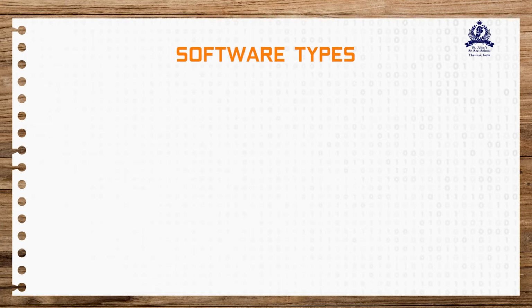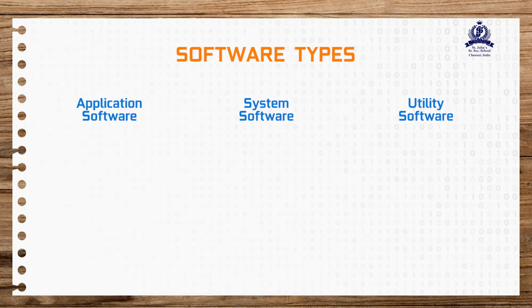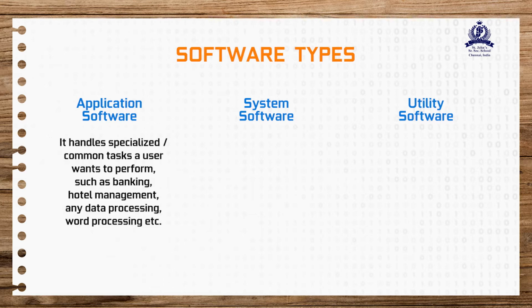So the next one is types of software. There are three different types of software: application software, system software, and utility software. Application software handles common tasks. Suppose many users want the same task done using a software, then the software is developed based on their requirements. For example, banking, hotel management, or school management needs a software. One common software is developed and then used for their purpose. That kind of software is called application software.